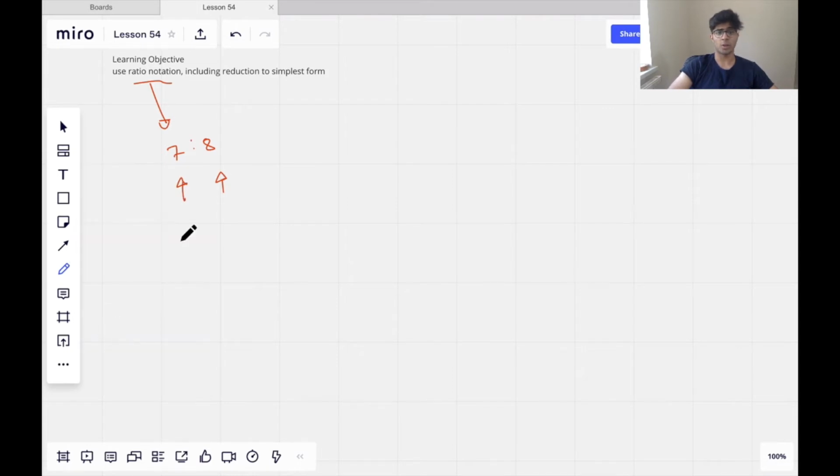Last video we talked about ratio notation in terms of scale diagrams. So we have 1 to 1000. This means, for example, 1 cm on the map is equal to 1000 centimeters in the real world. So map, real world. And this ratio applies to anything.